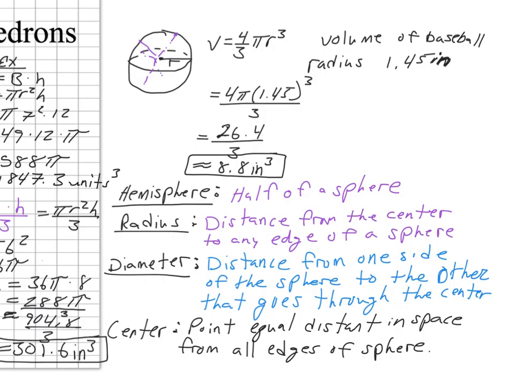I just realized, with some help from some students, that I made an error. I squared 1.45, and I needed to cube it on my calculator. So this should have been 38.3 divided by 3, which comes out to approximately 12.8. That sounds a little bit better. 12.8 cubic inches.